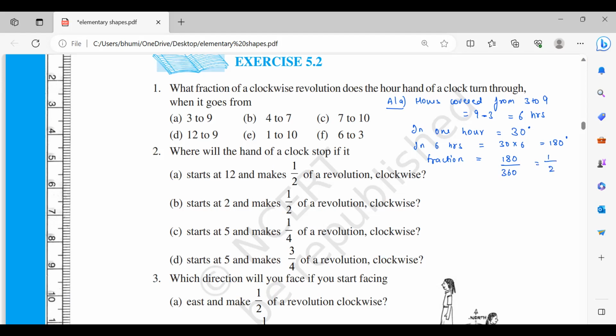Okay. You have to do all of them like this. In 4 to 7, we cover 3 hours. So it will be 3 into 30, which is 90 by 360, which will be 1 by 4, like that.